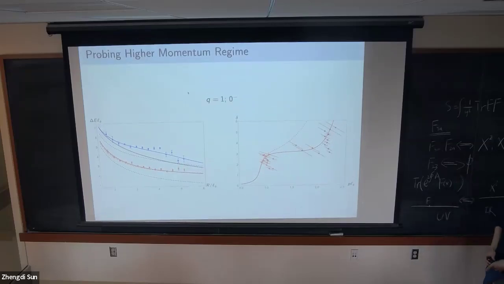So why are we interested in the high momentum regime of the phase shift? One thing is that we can actually use this higher momentum phase shift data to extract non-universal Wilson coefficients using dispersion relation. So that is one effective way of extracting non-universal Wilson coefficients of this effective action.